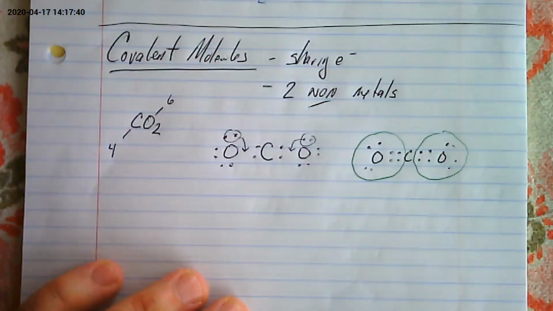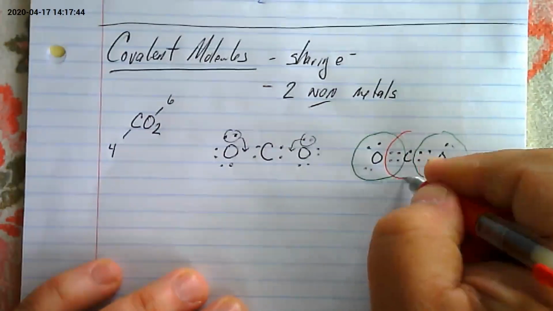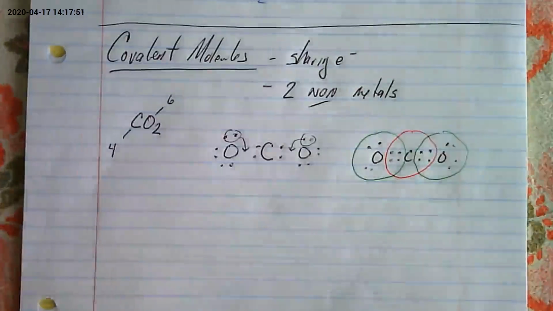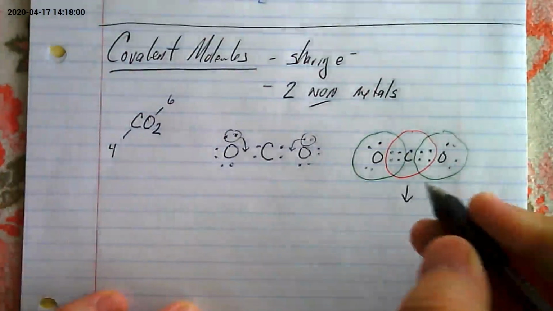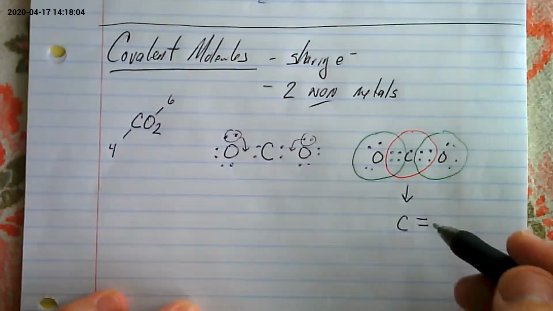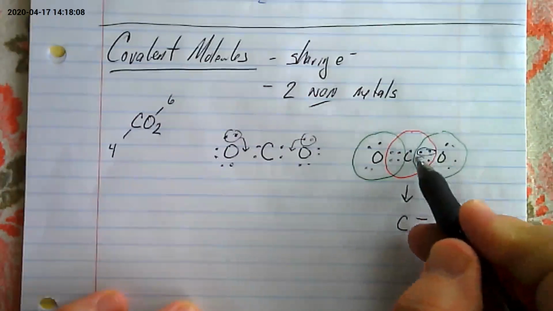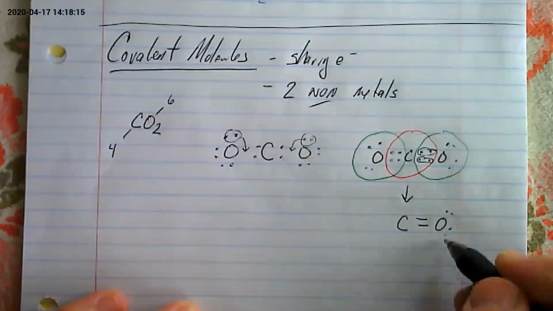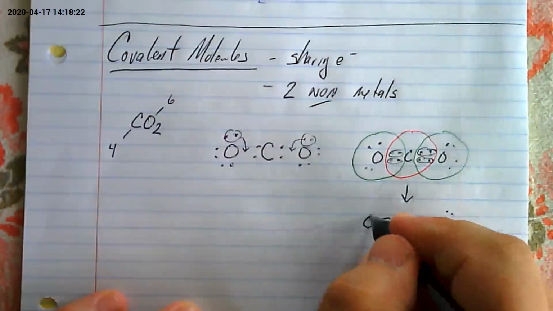But what I want to point out is that what we have here is a situation where this oxygen now, if you count them, has 1, 2, 3, 4, 5, 6, 7, 8 electrons. This oxygen has 1, 2, 3, 4, 5, 6, 7, 8. And then when you look at the carbon in the middle, this carbon also has 1, 2, 3, 4, 5, 6, 7, 8. So by sharing electrons, all 3 of the atoms can now have 8 electrons.